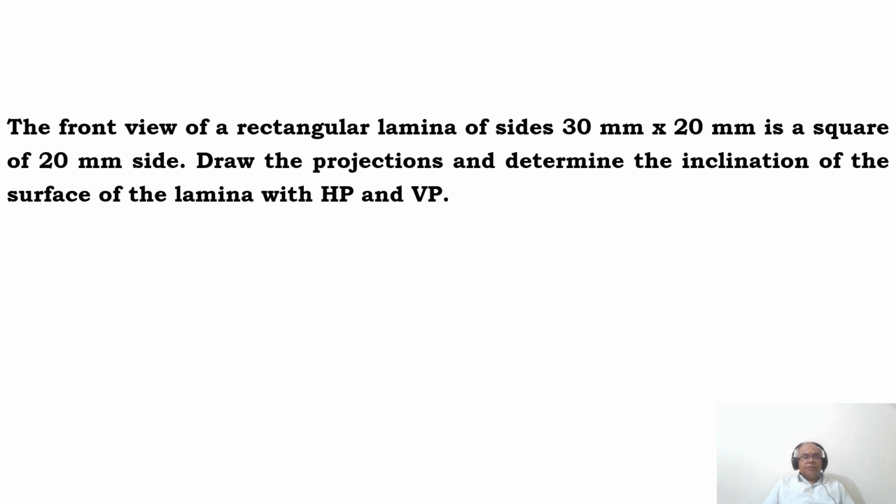Now, in this video, we are going to take up one more problem on projections of lamina. The front view of a rectangular lamina of size 30 mm by 20 mm is a square of 20 mm side. Draw the projections and determine the inclination of the surface of the lamina with HP and VP. So, how to do this problem? How to analyze this problem and solve it by using the manual method, that is by using the sketchbook.